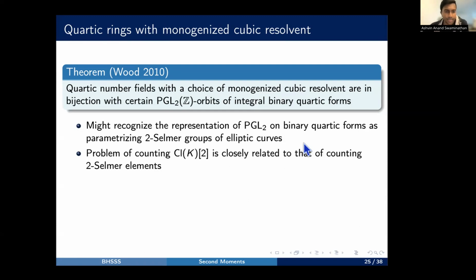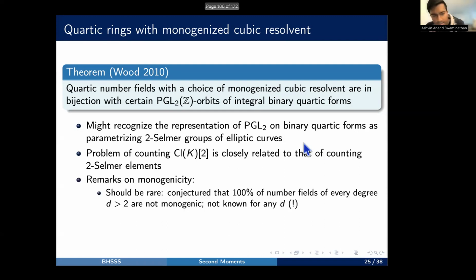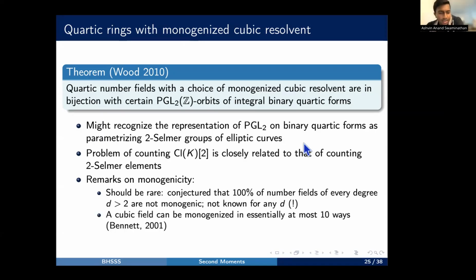All right. So some remarks about the condition of monogenicity. We expect it to be rare. It is conjectured that 100% of number fields of every degree d bigger than 2 are not monogenic, but I think this conjecture is not actually known for any d, surprisingly. And there's another nice fact, which is that a cubic field can be monogenized in essentially at most 10 ways, by a result of Bennett.